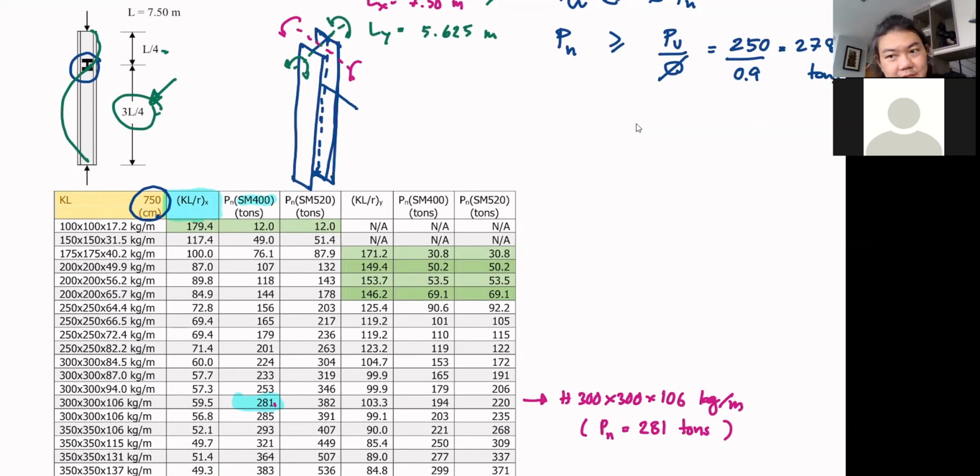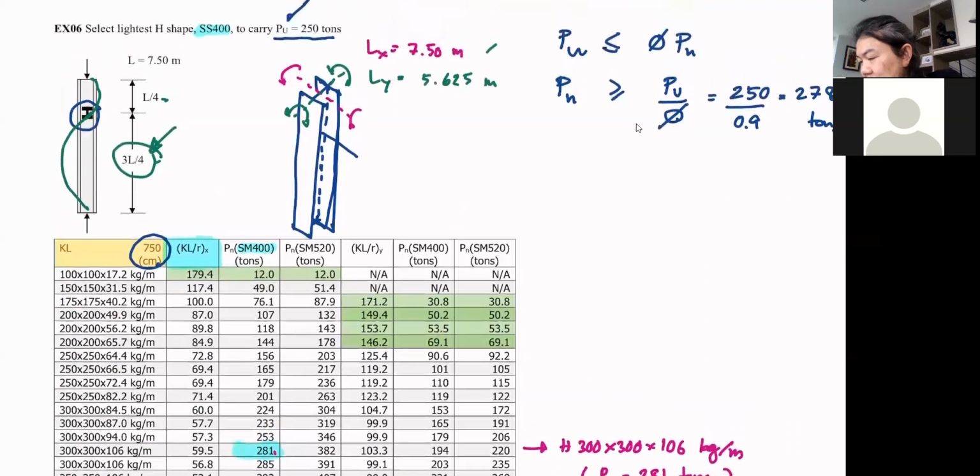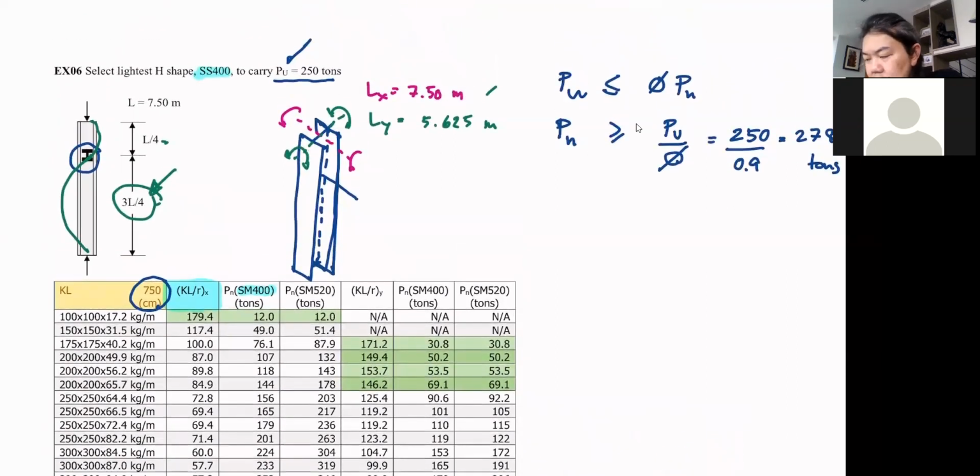Okay, any question about this? Where does Ly come from? Ly here is 3/4 of 7.5. So basically, this is 3/4 of 7.5. It's just the distance shown here, but I didn't do the calculation for you. And to make it clear, it comes from here.